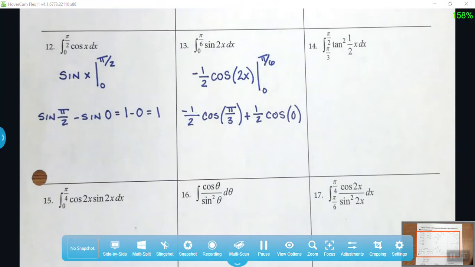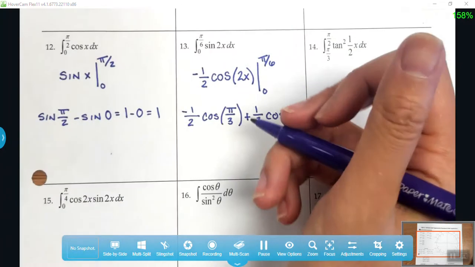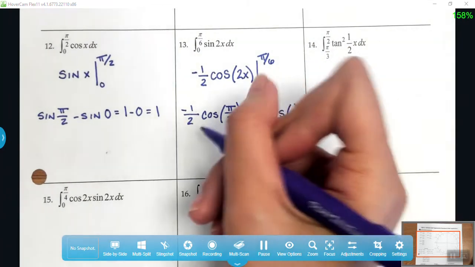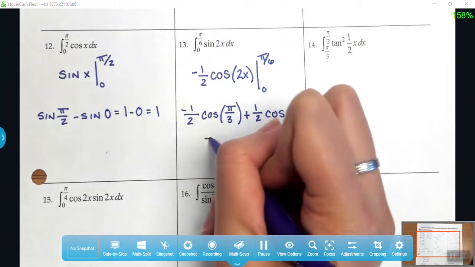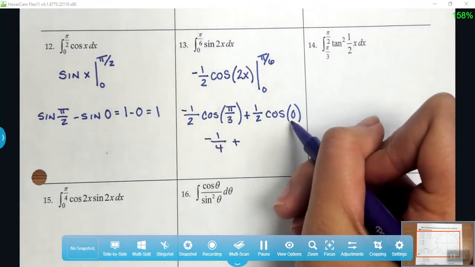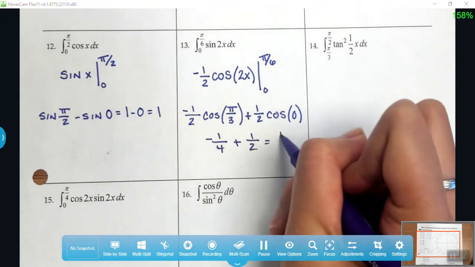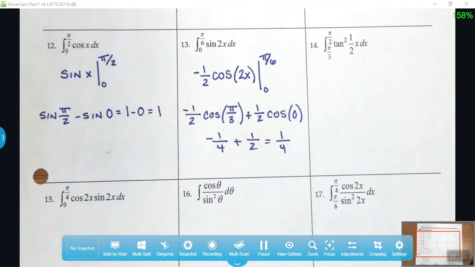So we have negative 1/2 cosine of pi over 3 plus 1/2 cosine of 0. If there was free response, you could stop here, because anything that you can put in a scientific calculator, you can stop at. But if you can't immediately type it into a scientific calculator, then you've got to keep going. Let's just keep going because multiple choice won't give you the answer like this. So cosine of pi over 3 is 1/2. So this is negative 1/4. And cosine of 0 is 1, so plus 1/2. And so that's 1/4 is the answer.